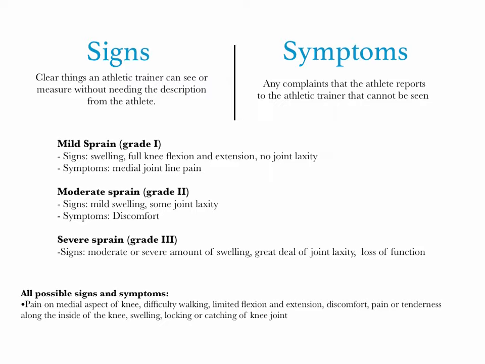For a moderate sprain, the signs are mild swelling and some joint laxity. The symptoms include some discomfort. For a severe sprain, the signs are a moderate or severe amount of swelling, a great deal of joint laxity, and loss of function. All possible signs and symptoms include pain on the medial aspect of the knee, difficulty walking, limited flexion and extension, discomfort, pain or tenderness along the inside of the knee, swelling, and locking or catching of the knee joint.